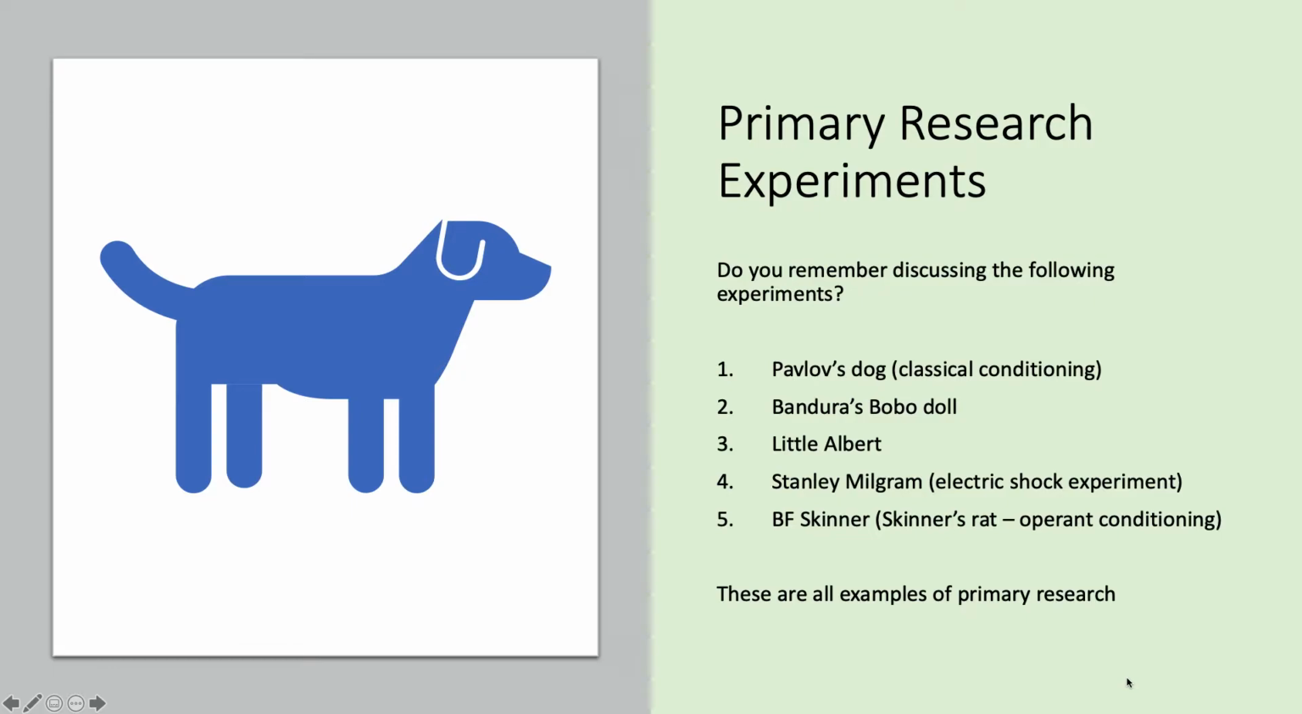We looked at Bandura's Bobo doll experiment. We looked at Little Albert. We talked about Stanley Milgram and his electric shock experiment. And in psychology last year, you should have also looked at Skinner's rat, which was to do with operant conditioning. So these are all examples of primary research because they are studies, they are experiments that were carried out for the very first time to find out something new.